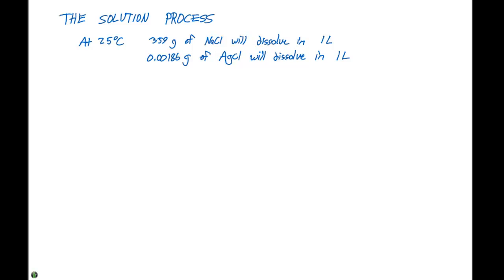In this video, we're going to look at the solution process, and before we get into that, I just kind of want to bring up something here. We can dissolve various substances in water to form aqueous solutions. At 25 degrees Celsius, 359 grams of sodium chloride will dissolve in 1 liter of water. But if we took silver chloride and tried to dissolve that in water, only 0.00186 grams are going to dissolve in the same volume of water. So why such a big difference, and how can we account for this particular difference here?